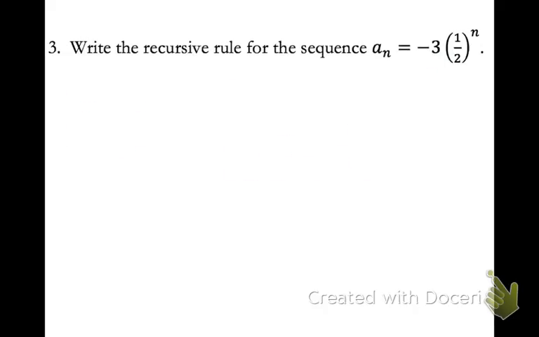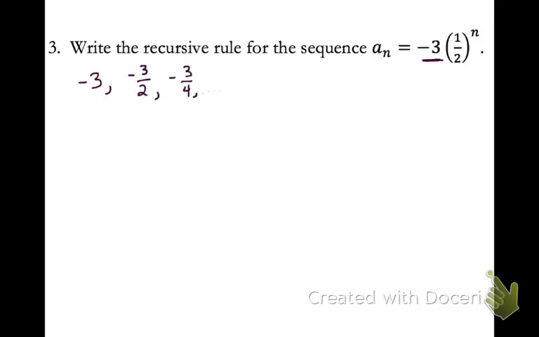Okay, same idea here, except for now I have geometric going on. So I need to write out the first few terms of my sequence. My first term I know is negative 3 because it's in the spot where a sub 1 goes. And I'm multiplying by 1/2 every time. So this is going to be negative 3 over 2, negative 3 over 4, and so on.